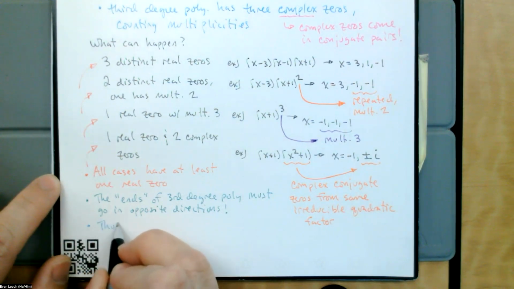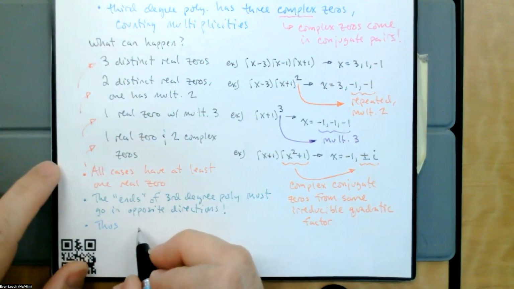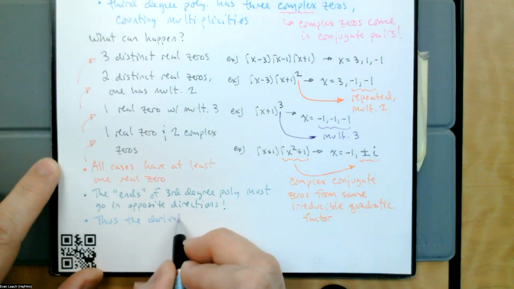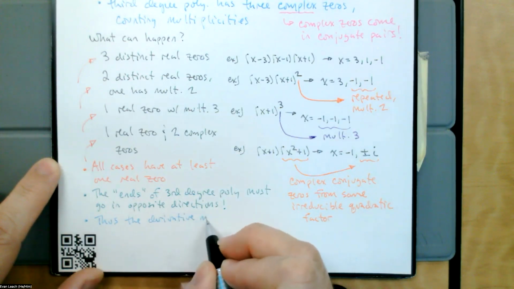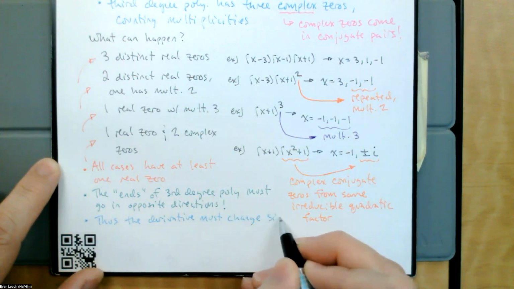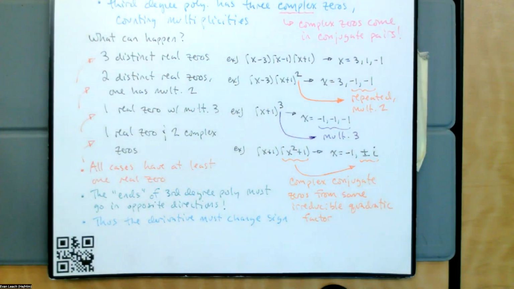Let's use a math word, thus. No one says thus except mathematicians. Thus, the derivative must change sign. There is one real zero, and it's not one of those vertexes on the x-axis things.